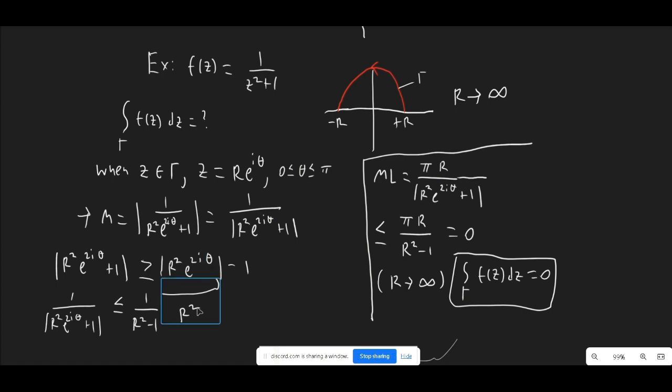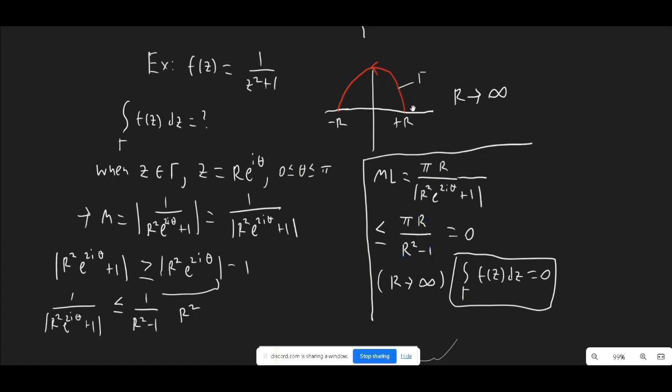And so since this is greater than this, we take the reciprocals and the less than or equal to sign flips, so we get 1 over the modulus of r squared e to the 2i theta plus 1 is less than or equal to 1 over r squared minus 1, right? Then we multiply by L. Remember this was M. So I say ML here is equal to this, but really it's just less than or equal to, right? So ML is going to be less than or equal to pi r over r squared minus 1. Now the length of this curve gamma, since it's just a semicircle, is going to be pi times the radius, and the radius is r, so that's where we get that.